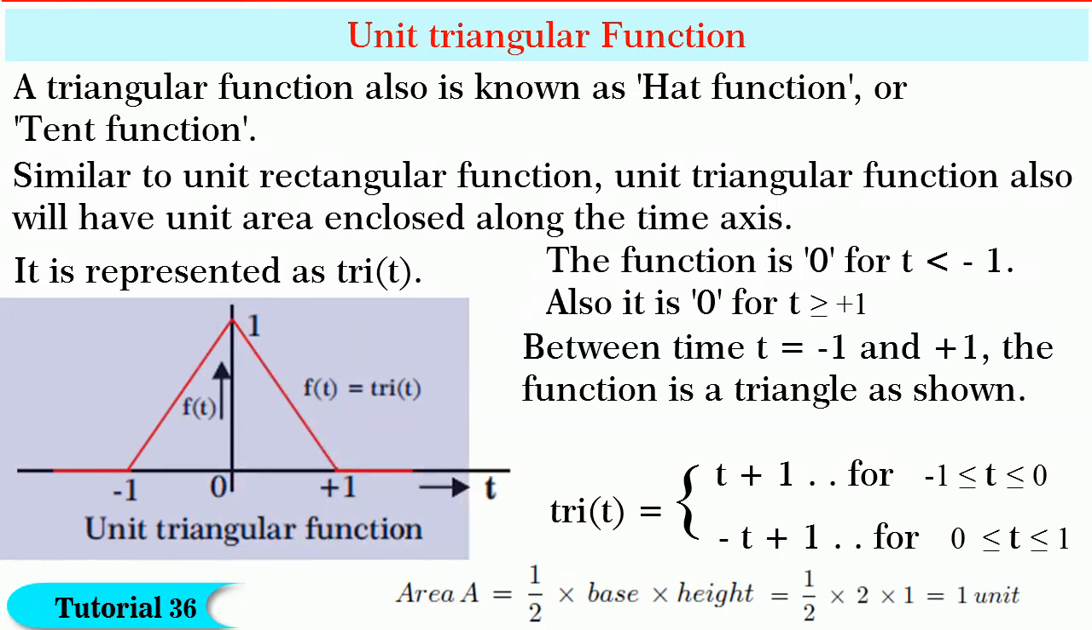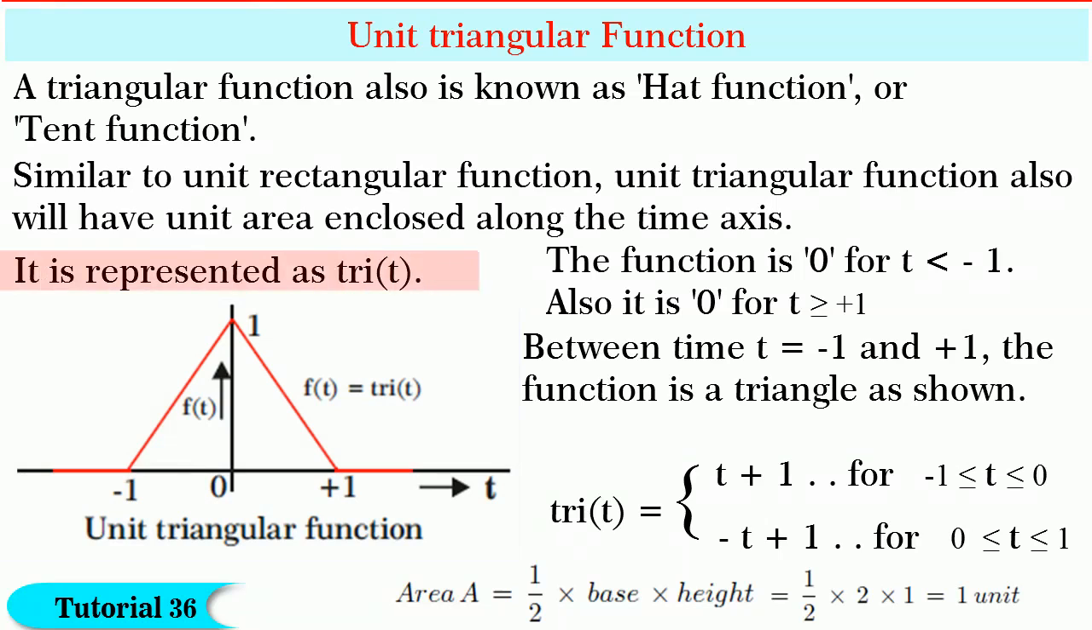Observe the unit triangular function shown in figure. It is represented as tri of t. Observe that the function is 0 for t less than minus 1 second. Also, it is 0 for time t greater than or equal to 1 second.